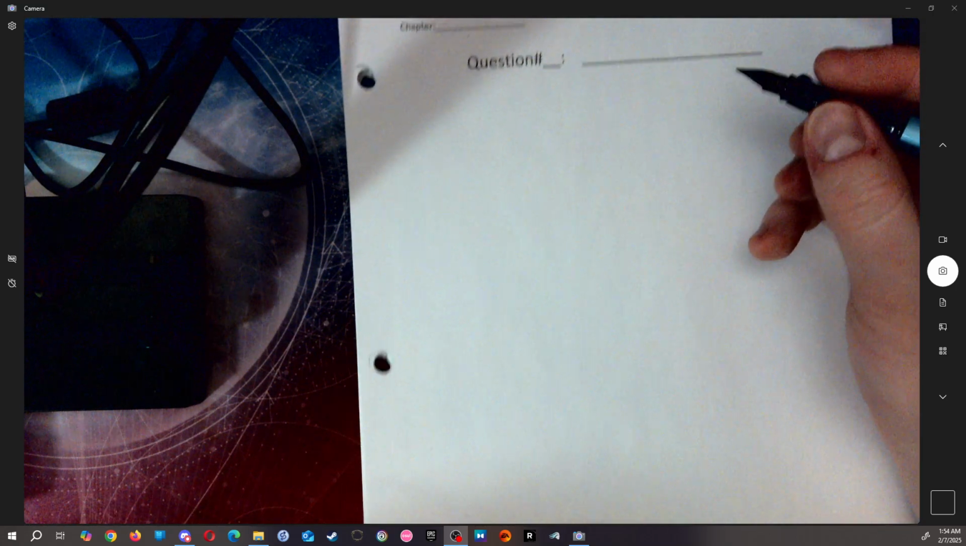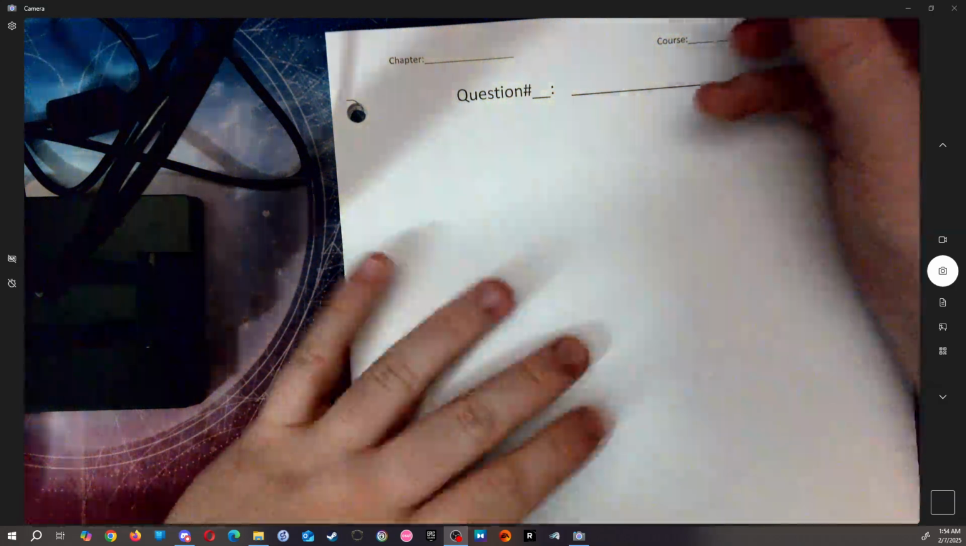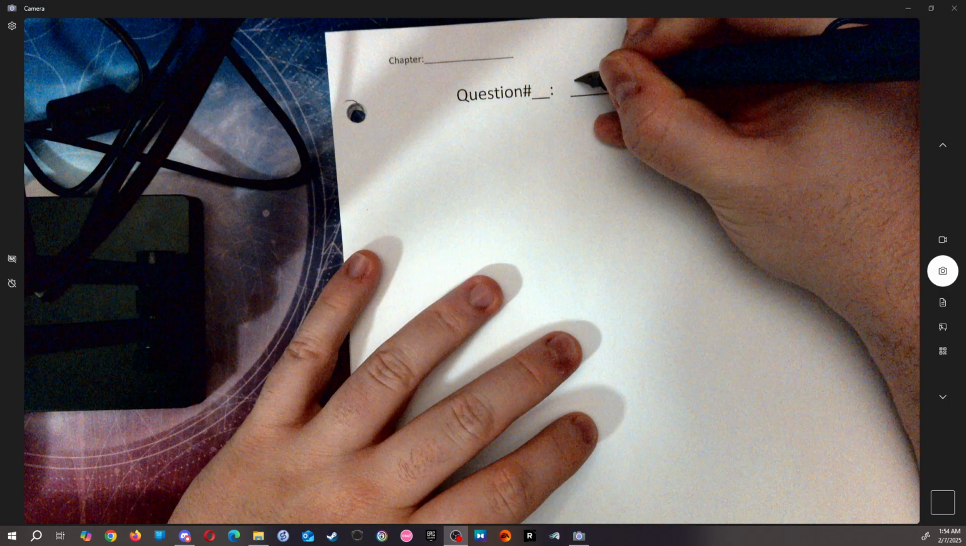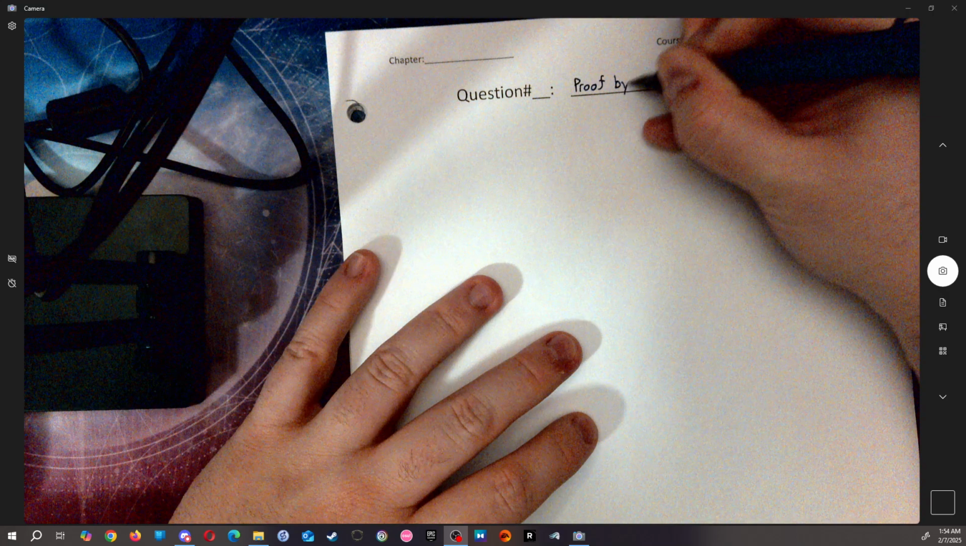Okay, good morning, everyone. So today we're going to go through two more methods of mathematical proofs. So the first one is called a proof by exhaustion.